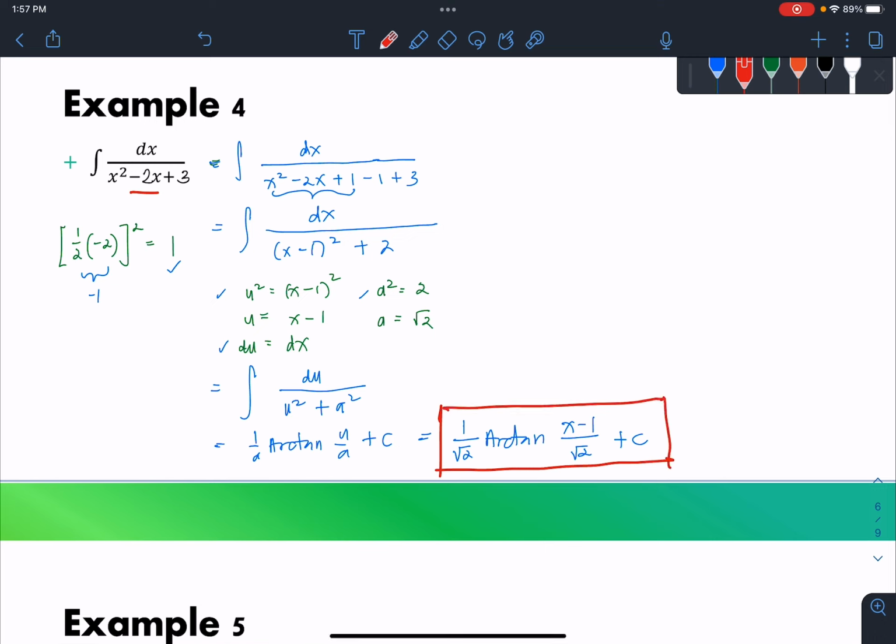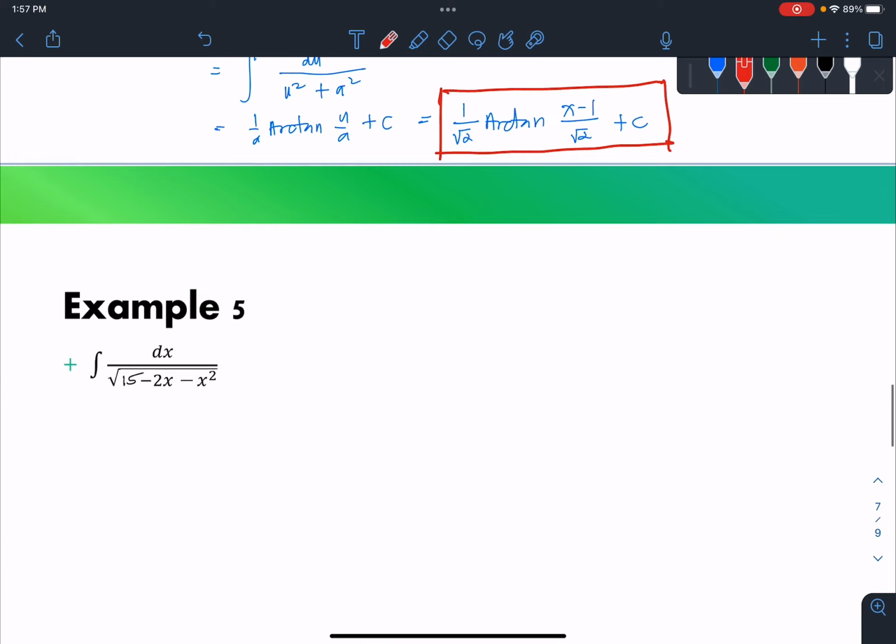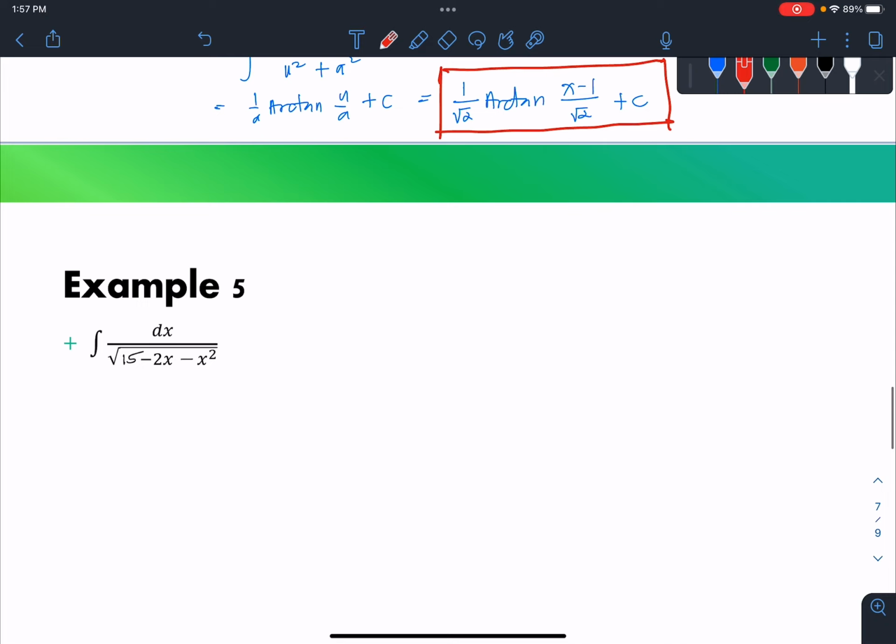So 1 over square root of 2 arc tangent of (x minus 1) all over square root of 2, plus c. Okay, so this is an arc tangent. For example, number 5, so it has a square root. Okay, but we cannot see anything outside other than the dx. So most probably, we're assuming that this would resemble an inverse sine.